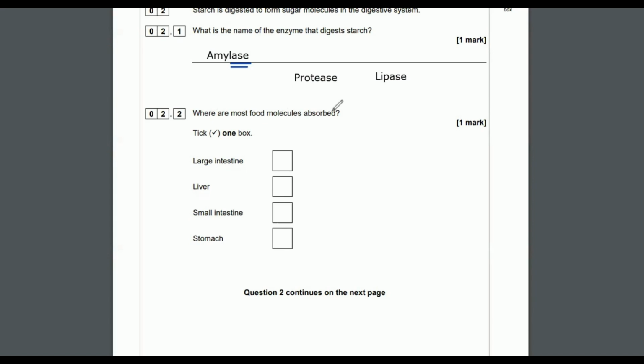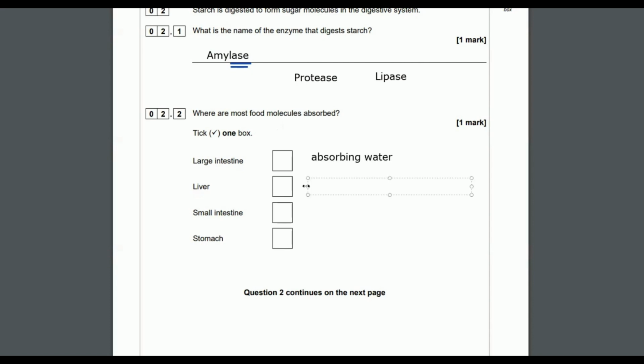Where are most food molecules absorbed? Large intestine, liver, small intestine, stomach. So have a go. I'm going to go through the answers. The large intestine is actually responsible for absorbing water, and you need to know that. So if you don't, note it down on a flashcard.